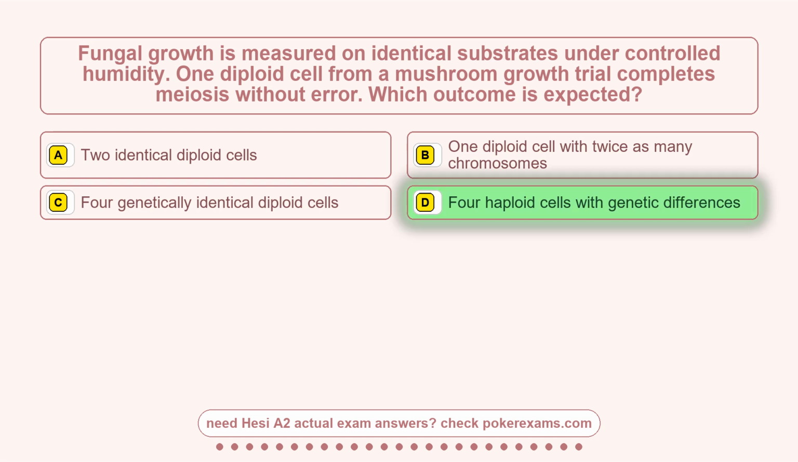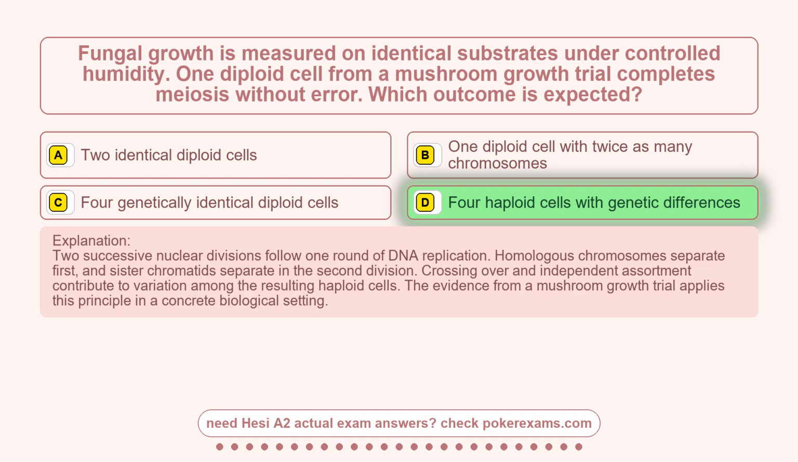The correct answer is Option D. 4 haploid cells with genetic differences. 2 successive nuclear divisions follow one round of DNA replication. Homologous chromosomes separate first, and sister chromatids separate in the second division. Crossing over and independent assortment contribute to variation among the resulting haploid cells. The evidence from a mushroom growth trial applies this principle in a concrete biological setting.